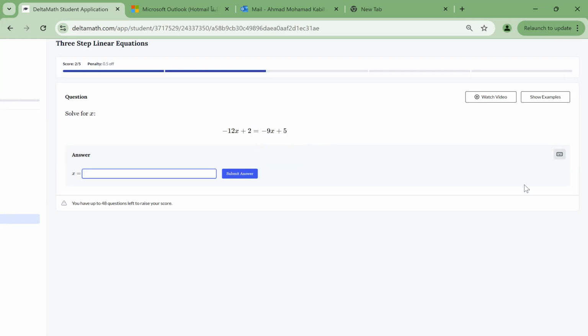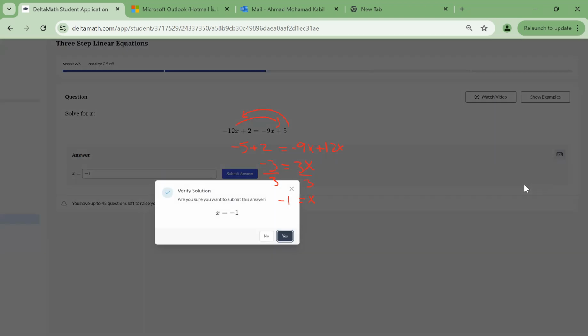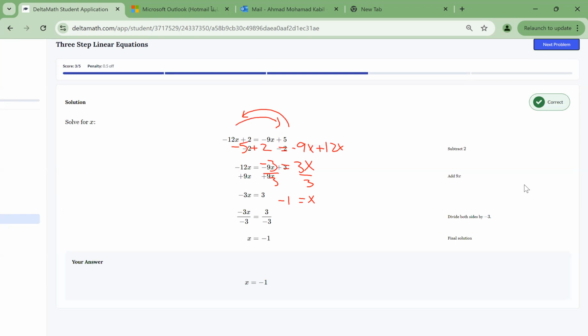So in this case as well, let's take -12x to the right. Now we're going to get -9x plus 12x on the right. And let's take the 5 to the left. So this would be -5 plus 2, -3 on the left, and 3x on the right. Divide both sides by 3. You get x equals -1. And this is correct as well.